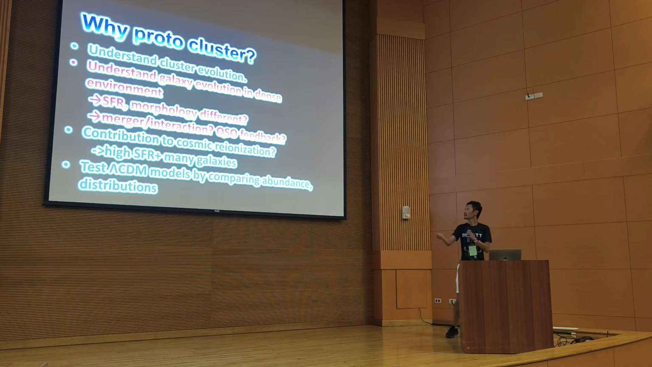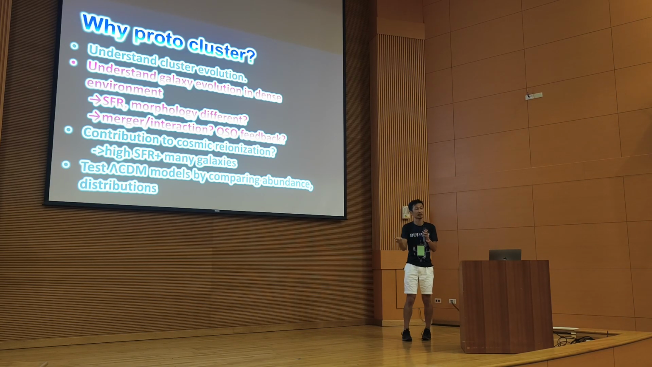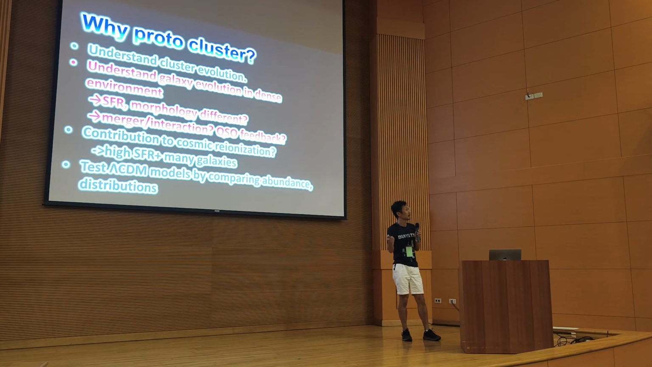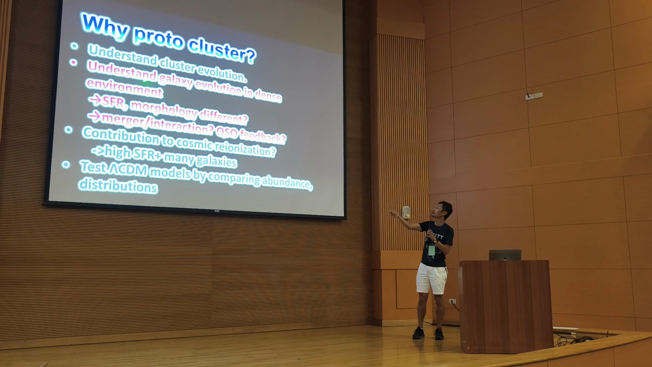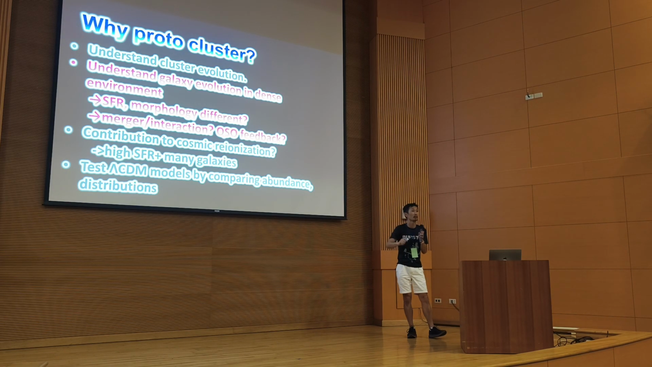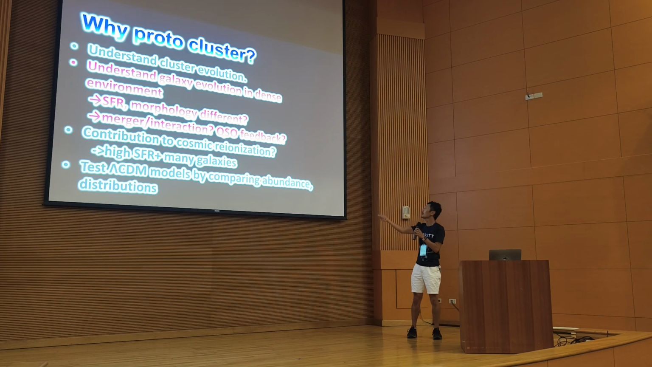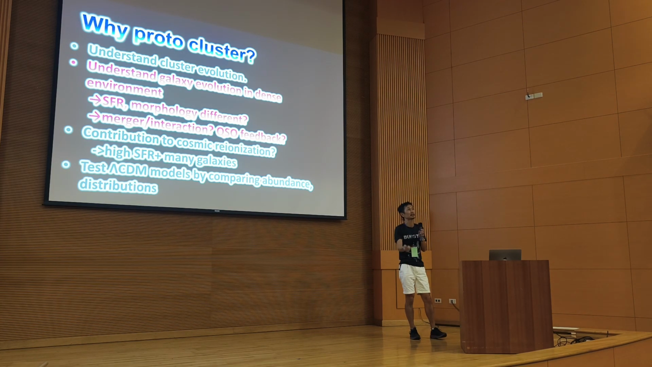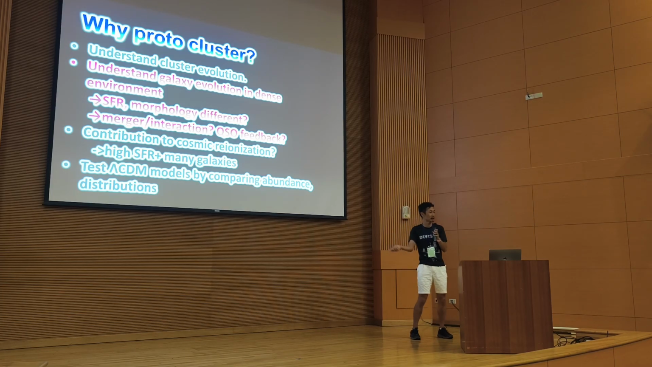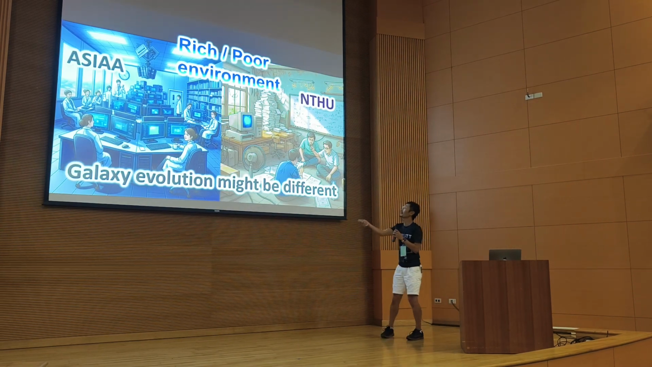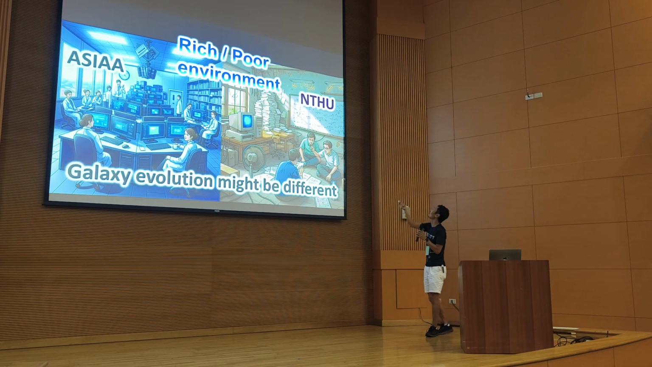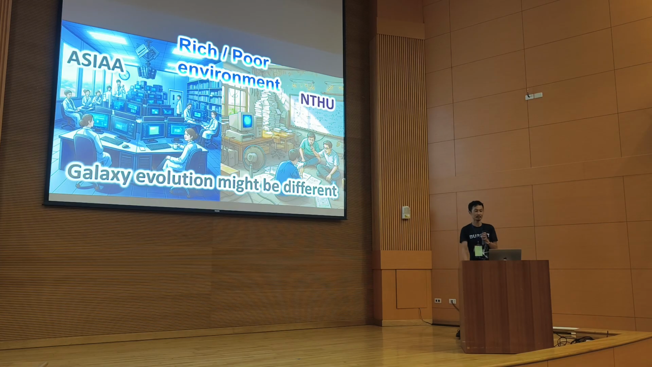The second point is to understand galaxy evolution in very dense environments. In galaxy clusters, galaxy density is sometimes 3 orders of magnitude higher, so galaxy evolution in such a dense environment may be different. Star formation and morphology may be different, and there may be more mergers and interactions between galaxies. There may also be quasar or AGN feedback, if there's a massive AGN at the center of clusters. So we want to study galaxy evolution in different environments. This is a metaphor: in a rich environment like Academia Sinica here, and in a poor environment like a university, the galaxy evolution may be different. So you want to see the difference.